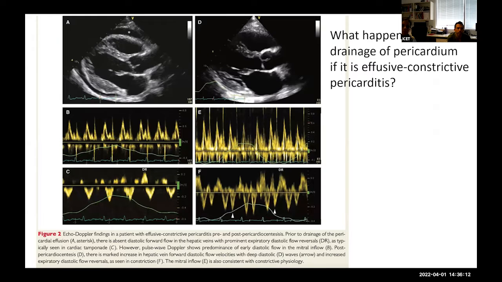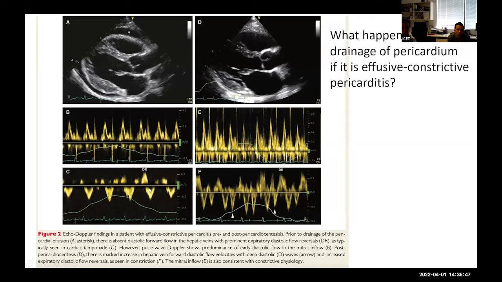And this is an example of the changes that you might expect to occur if you have an effusion constriction and you drain the effusion. So A, B, and C diagrams are before drainage. And in B, you can see that the E wave is dominant and the EA ratio is greater than 2. In C, you can see that there's absent diastolic forward flow in the hepatic vein and diastolic reversal during expiration.